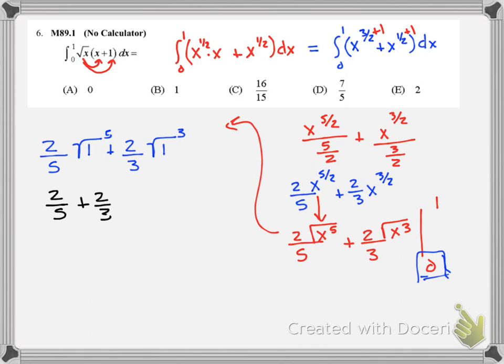To match our answer choices, we'll just need a common denominator of 15. We will have 6 over 15 plus 10 over 15, or 16 over 15.